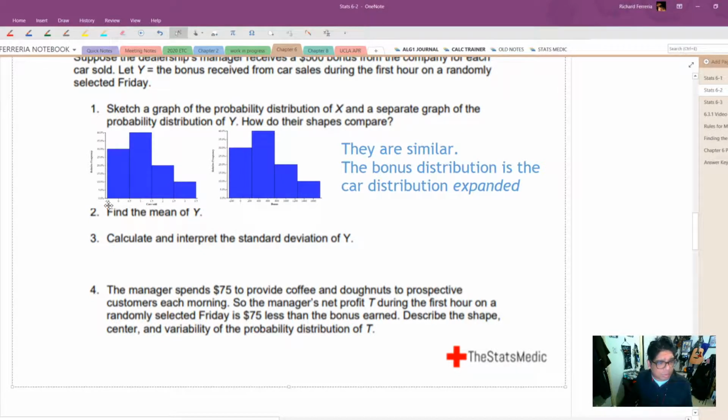So yeah, now looking at them, they look very similar, just expanded, like I said. This bar goes from negative 0.5 to positive 0.5. This one goes from negative 250 to positive 250. So that's what we mean by expanded. But literally the same looking shape now.